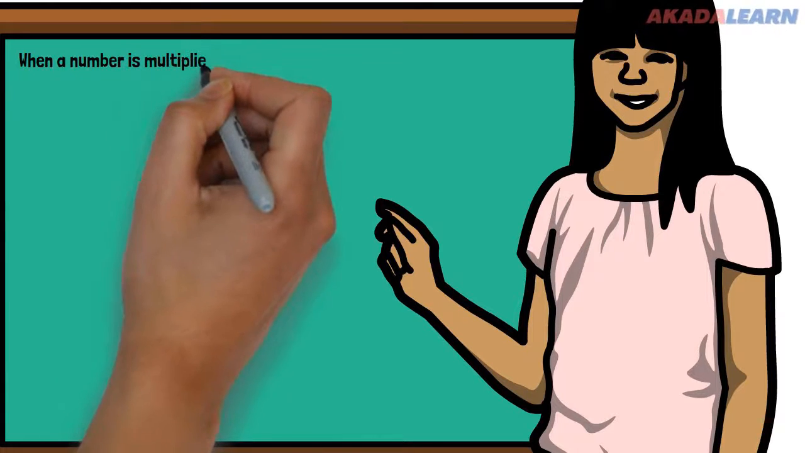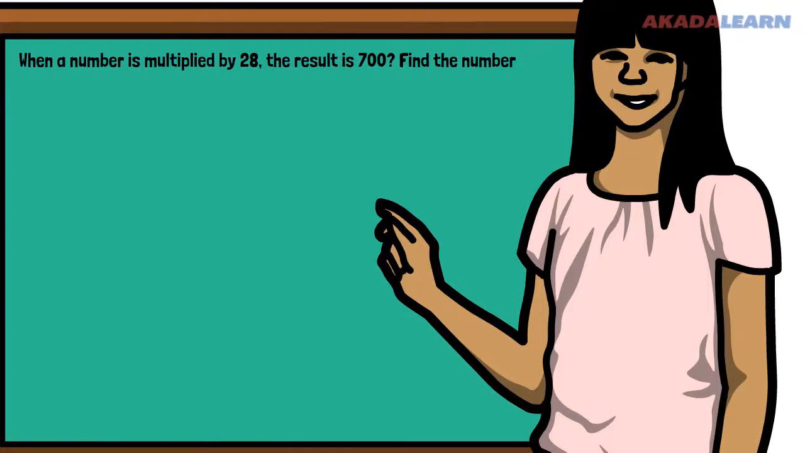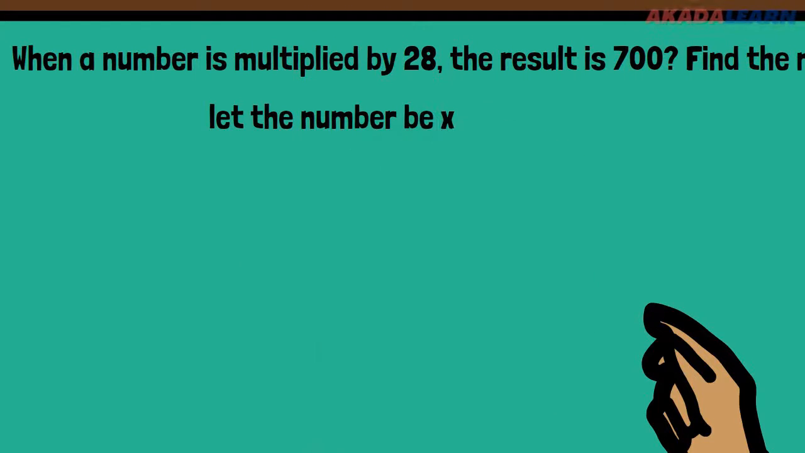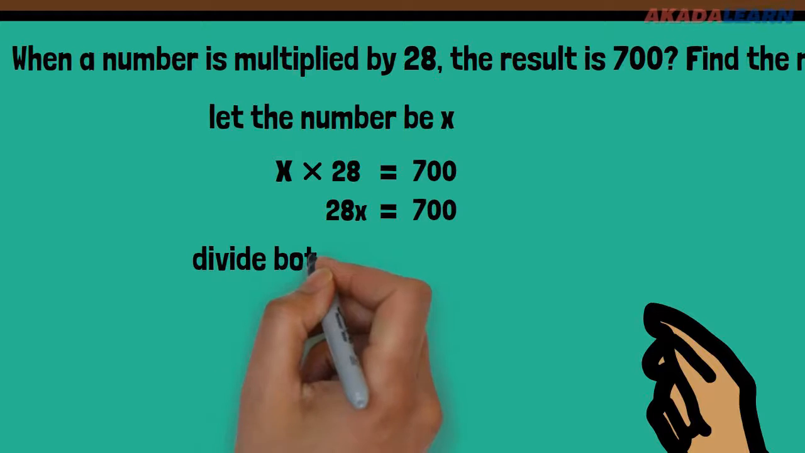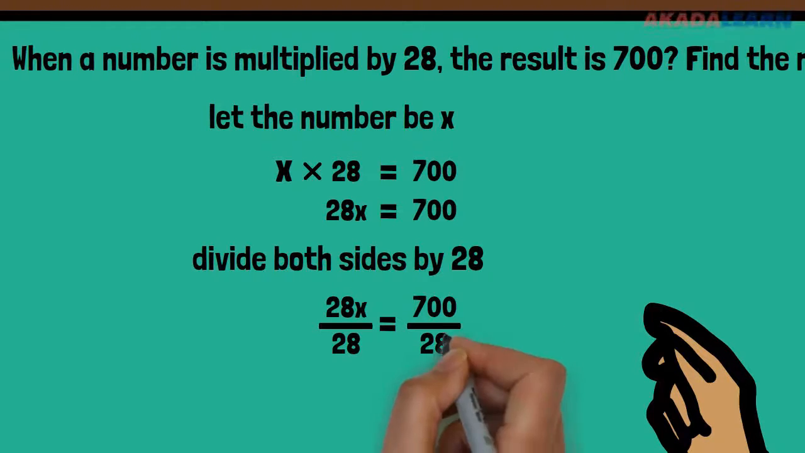Alright, the question is: when a number is multiplied by 28, the result is 700. Find the number. So let the number be x. So x times 28 is equal to 700. Therefore 28x is equal to 700. So you divide both sides by the coefficient of x, which is 28. So that gives us 28x over 28 equal to 700 divided by 28.